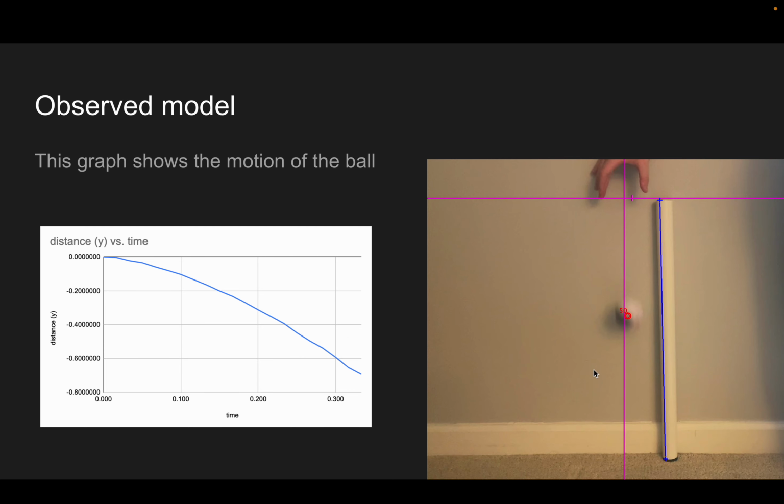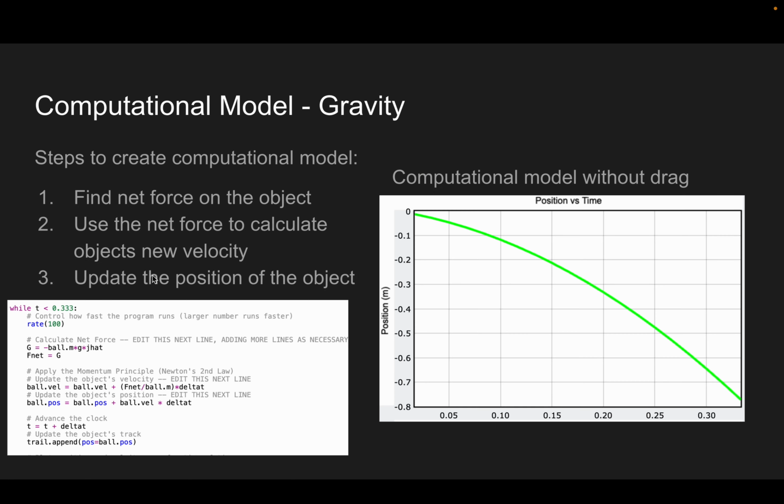So here is a little snapshot of what I did with this. This was my measuring stick. Basically, it was 27 inches, which is about 0.7 meters. So I put that into this, and it was 0.33 seconds, which is pretty lucky for it to hit the ground. And so this is the distance versus time graph for the ball falling and me clicking on it. So here's the computational model for gravity.